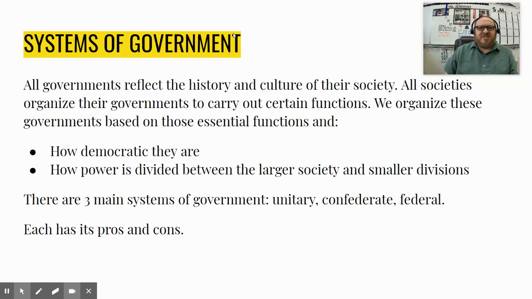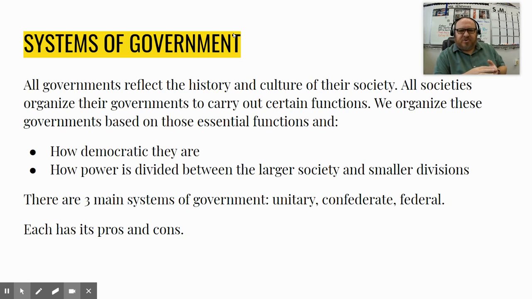Okay, government systems. All governments reflect the history and the culture of the society that creates them. All societies organize governments in one way or another to carry out specific functions. Depending on what their history has been like, depending on what their culture is like, their language, their religion, will all depend on how they decide to form a government or what type of government they decide to form. But all governments basically are organized around essential functions.